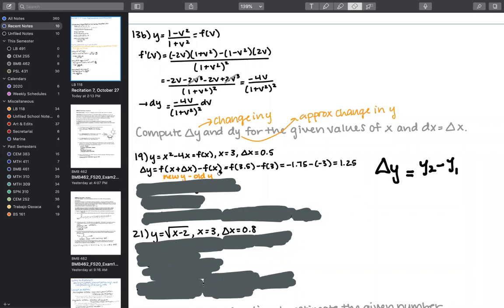Okay, I made a little note: new y minus old y. It's pretty much the same as this concept here, and then just plug and chug from there. So that's the end of finding delta y. Now we've got to find dy.